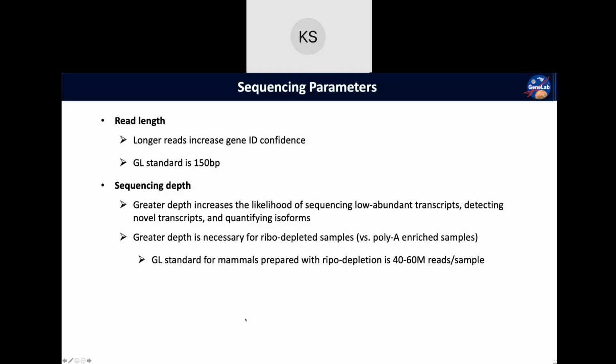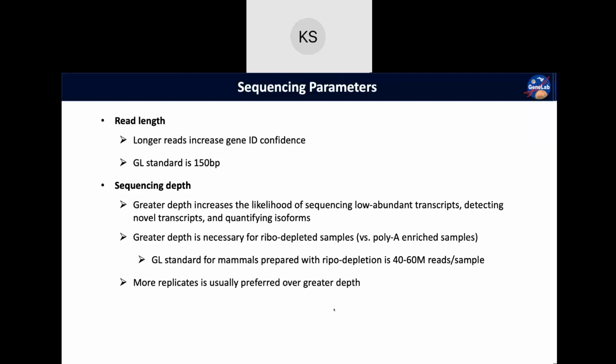And our GeneLab standard for mammals prepared with ribo-depletion is 40 to 60 million reads per sample. So that's our target goal when Marie and the rest of the sample processing lab is calculating how much RNA or how much library from each sample they want to add to a pool for sequencing. They do their calculations to try to get as close to this 40 to 60 million reads per sample as they can.